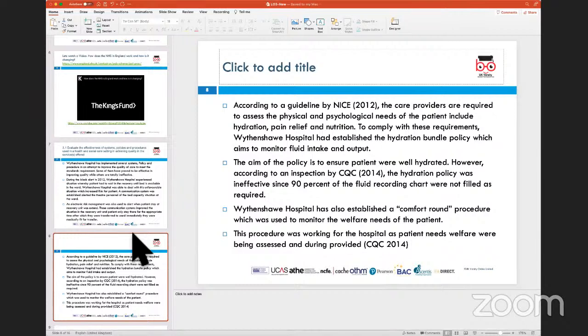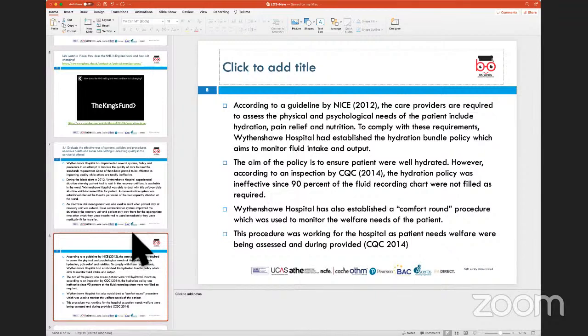Now, when we look at a guideline, there are some guidelines which are issued by the National Institute of Care and Excellence. And when we look at these guidelines, all care providers are required to assess the physical and psychological needs of patients, which include their hydration, pain relief, and nutrition. Now, in order to comply with these requirements, Wythenshawe Hospital has a policy, and that hydration bundle policy aims to monitor fluid intake and output which the patient is having while they are admitted in the hospital.